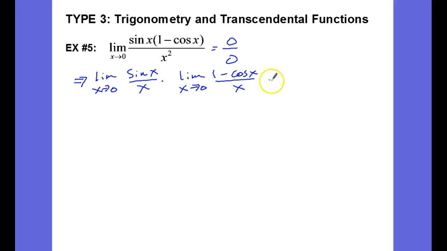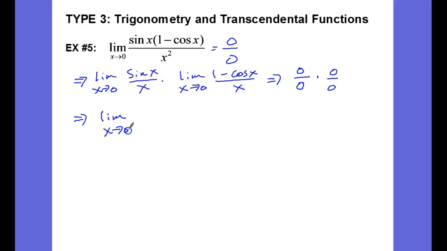Because look what happens. If you plug in 0, we get sine of 0, which is 0 on top, and 0 on the bottom, an indeterminate form, times 1 minus cosine of 0, which is 1, 1 minus 1 is 0, and 0 on the bottom. So both of these satisfy the criteria for L'Hopital's rule, and I can apply L'Hopital's rule to each of these products. So let's do that.